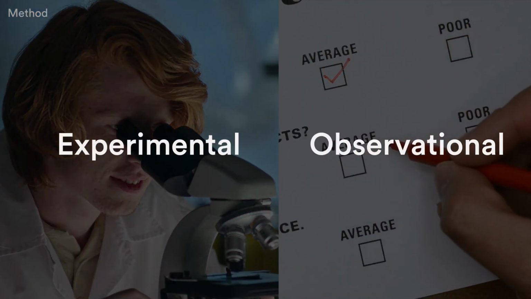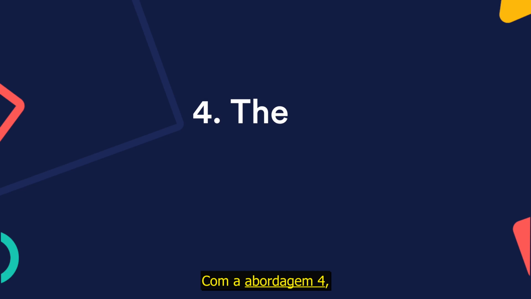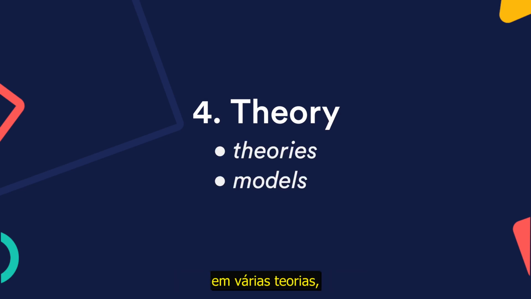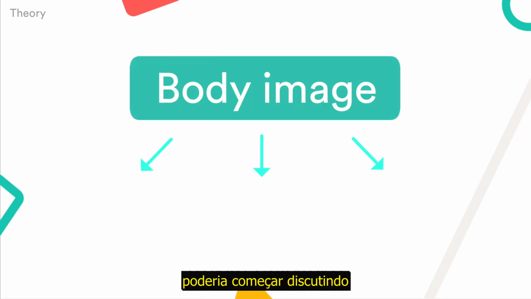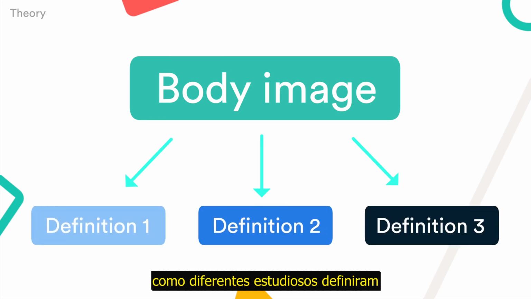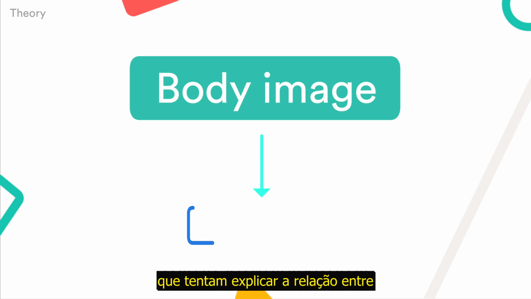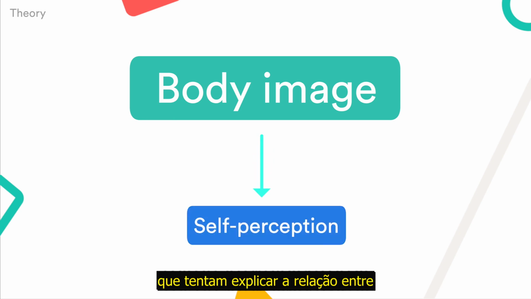of these different approaches. With approach number 4, you organize your structure based on various theories, models, or definitions of key concepts. For example, you could start by discussing how different scholars have defined the concept of body image, then discuss theories that try to explain the relationship between body image and self-perception.